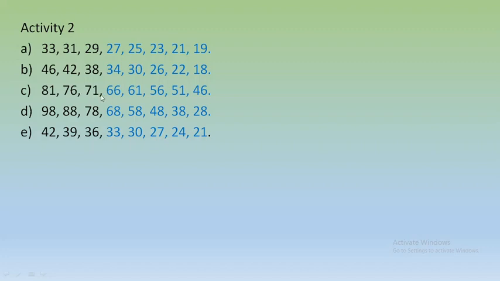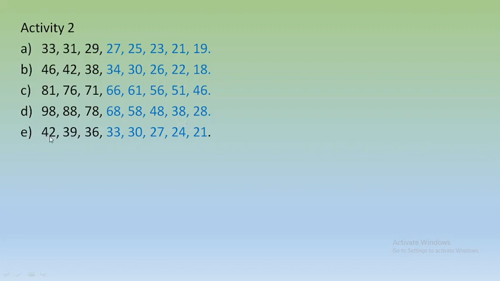C, 81, 76, 71. You are counting backward in 5. From 71, 66, 61, 56, 51, 46. D, 98, 88, 78. You are counting in 10. Now from 78, you minus 10, 68, 58, 48, 38, 28.